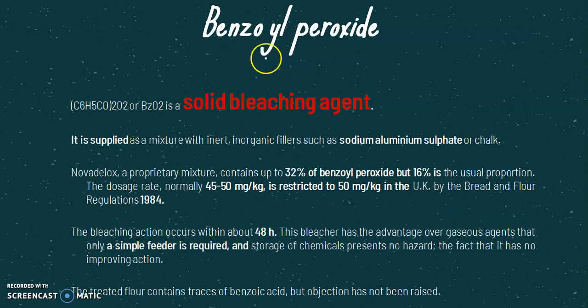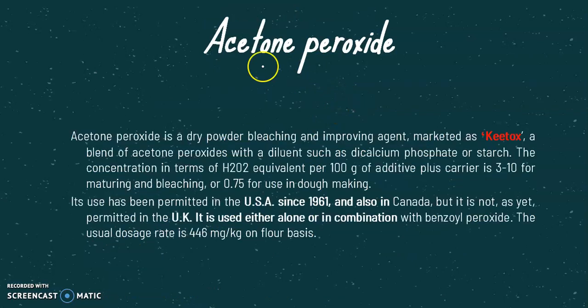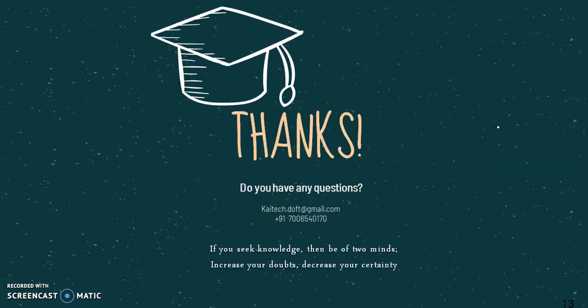We have also some solid bleaching agents. Till now, I have discussed the gaseous bleaching agents. Benzyl peroxide is a solid bleaching agent. Also, acetone peroxide. Its market name is Ketox. It is also a solid bleaching agent.